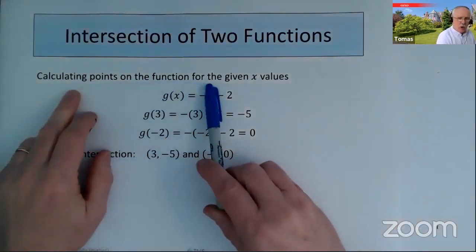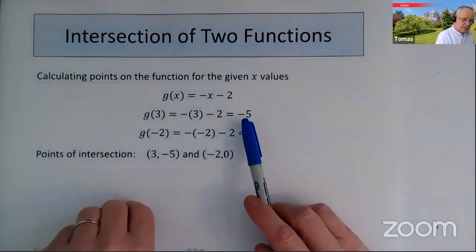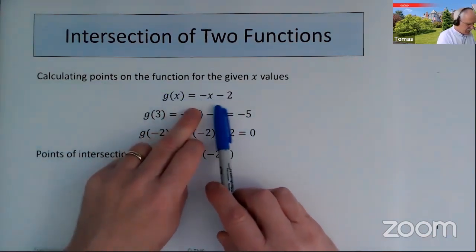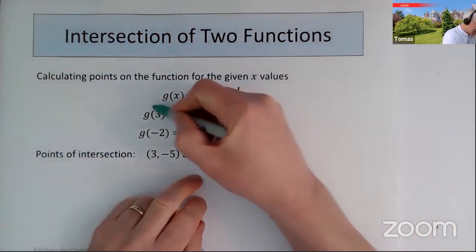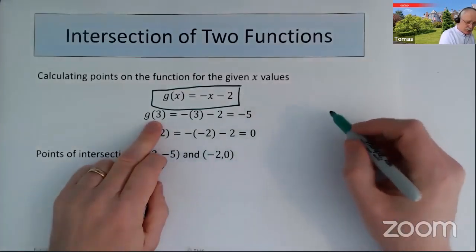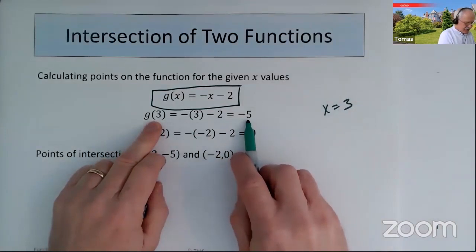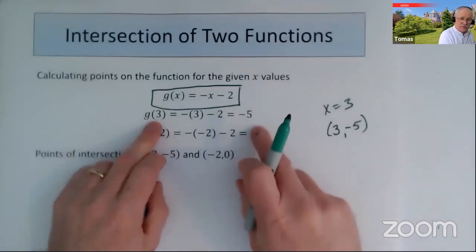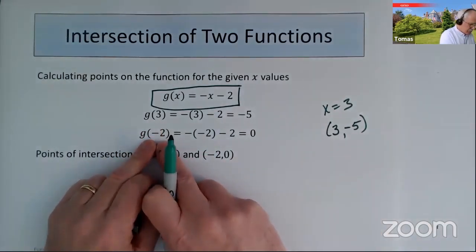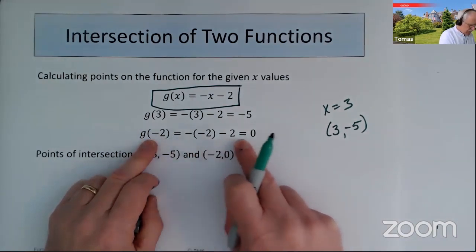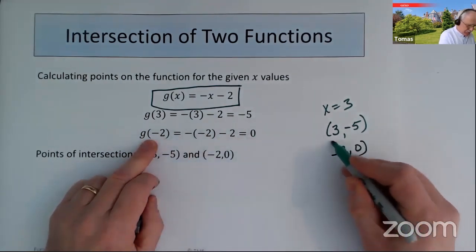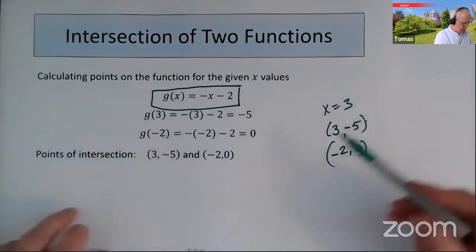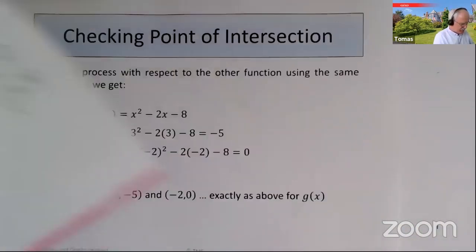Now we want to calculate the points, not just the value of x at that point, but the point itself. So what is the y value, or the g of x value, at that point? Well, g of x is minus x minus 2. So when x is 3, which was one of the roots, the value is minus 5. So 3, minus 5 seems to be one of the points of intersection. When x is minus 2, it looks like it's minus 2, nothing. So there are the values, at least on the g function, where we reckon the points of intersection are: 3, minus 5 and minus 2, nothing.